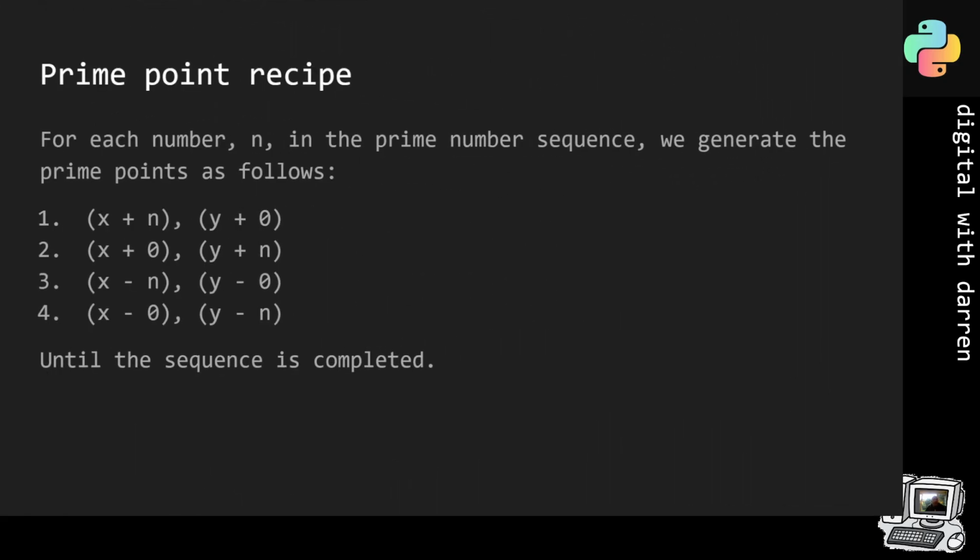So, our prime point recipe. For each number n in the prime sequence, we generate the prime points as follows. Step 1: x plus n, y plus nothing. Step 2: x plus nothing, y plus n. Step 3: x minus n, y minus nothing. Step 4: x minus nothing, y minus n. And we do this until the sequence is completed.